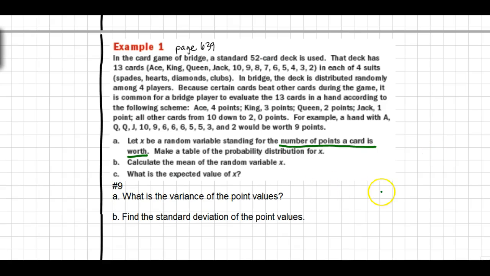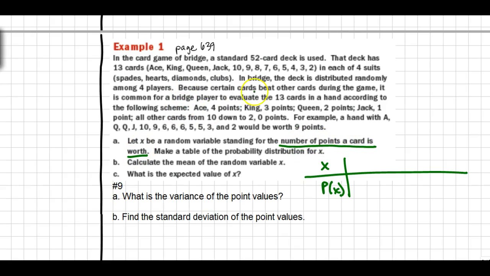You can make your table pretty much any way you'd like. I'm going to do a horizontal table here because that's what I have room for. So remember that the tables are always going to look pretty much the same. They're all going to start out this way, with your x's and then the probability of the x being the y value. So we have to think about what are the x values. The x value is the number of points a card is worth.